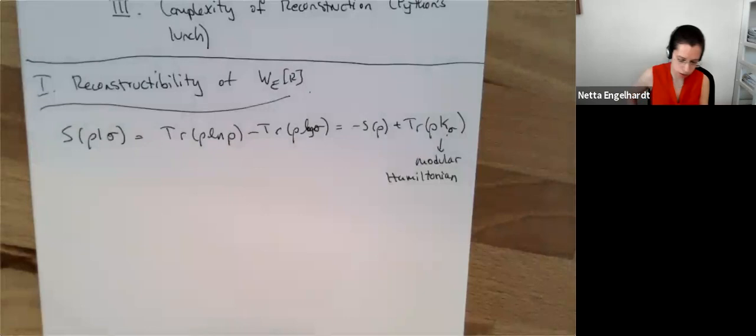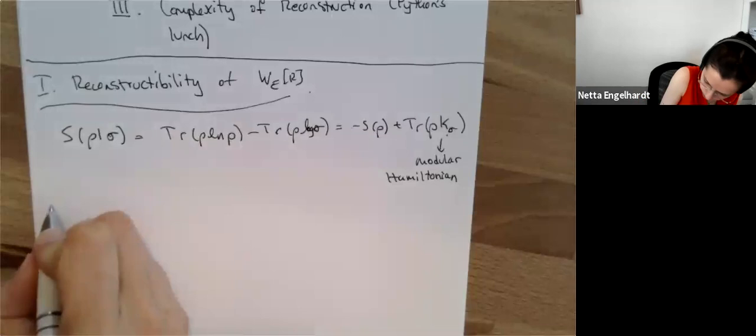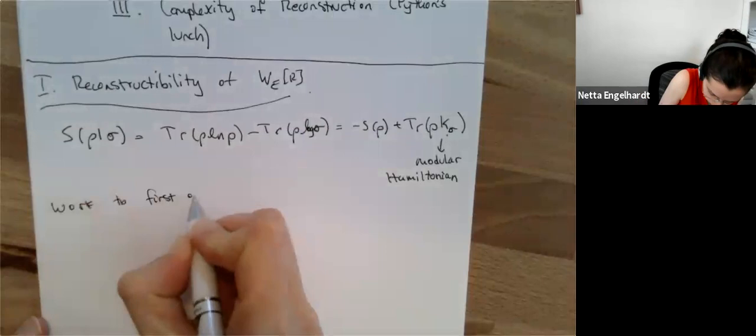Now, in order to work with the Dong-Harlow-Wall argument, at least for the moment, we're going to be working purely to first order in quantum corrections, meaning we're not including any kind of back reaction. And for purposes of this, we'll also be considering just Faulkner-Lewkowycz-Maldacena, meaning the classical extremal surface is the one we're using. So we're all going to work to first order in quantum corrections.